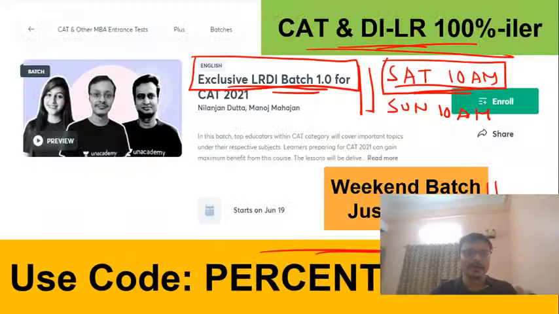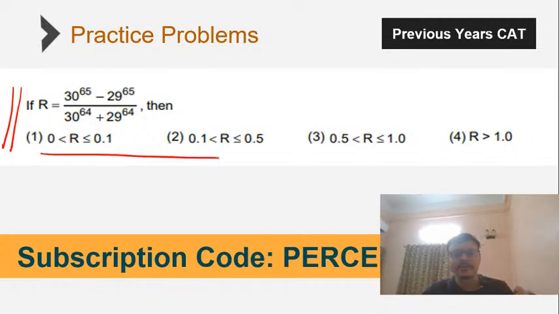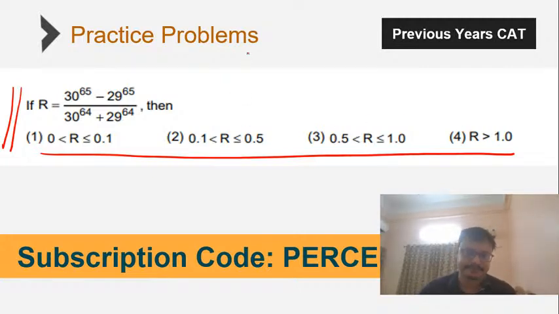Before we end, let's look at one final question in today's session. It is as follows. If r is equal to 30 to the power 65 minus 29 to the power 65, divided by 30 to the power 64 plus 29 to the power 64, then which of these can be concluded about the approximate value of r? Now, how do we do this?